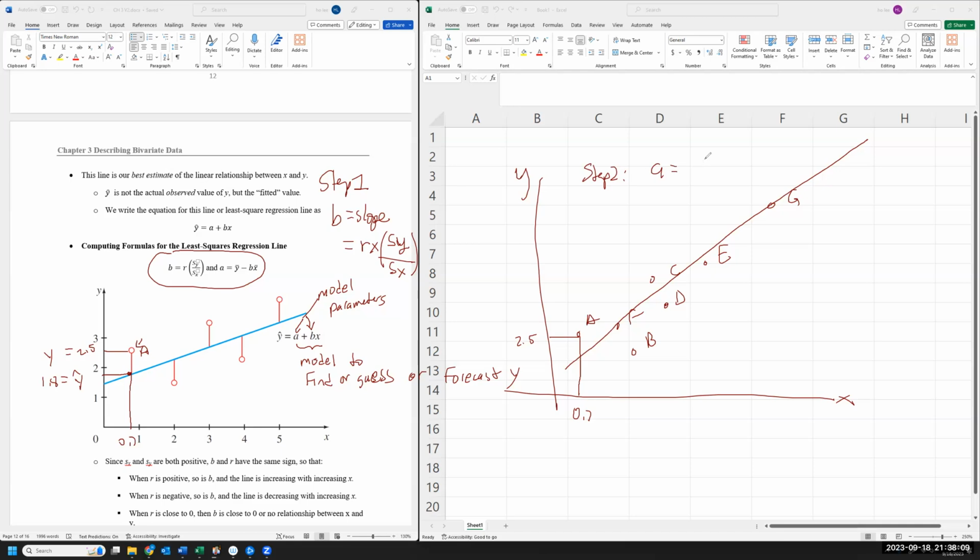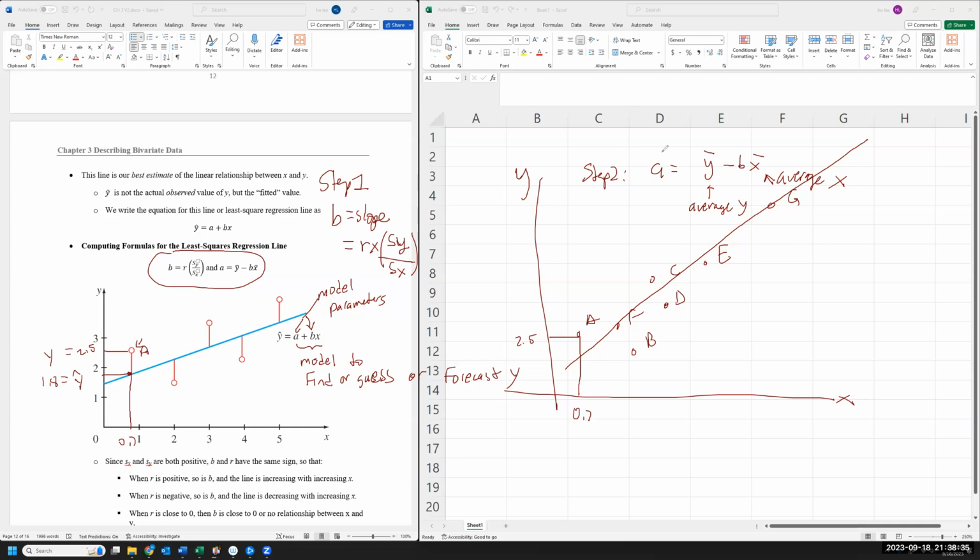A is equal to y bar minus b times x bar, where this is the average y, and this is the average x. So you get the average of all the y's in our data point minus b that we found here times the average of the x's in our data.